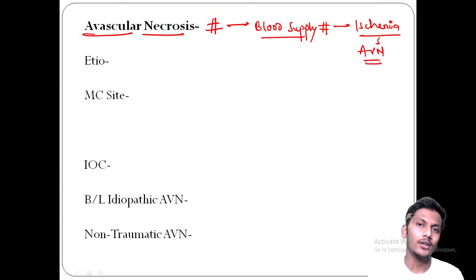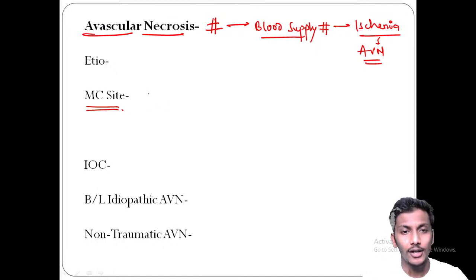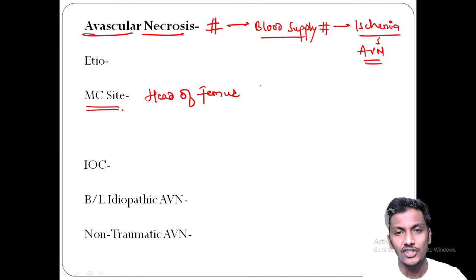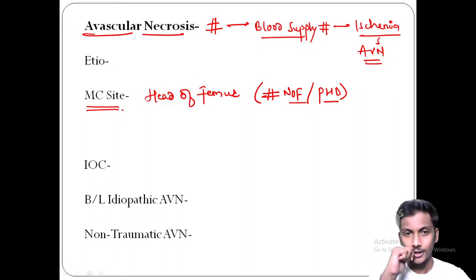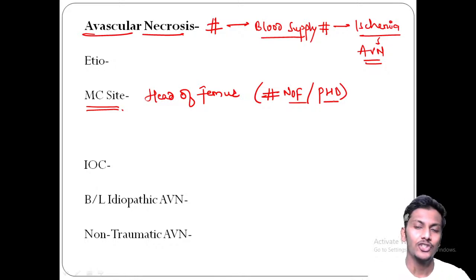Avascular necrosis is common with certain fractures that you need to remember. Please remember, the most common site of AVN is the head of femur. It is associated with fracture neck of femur or posterior hip dislocation. Whenever there is a fracture neck of femur or a posterior hip dislocation, the blood supply to the head of the femur gets cut off, and the late complication of this fracture or dislocation can be AVN of the head of femur, which is the most common site of avascular necrosis.